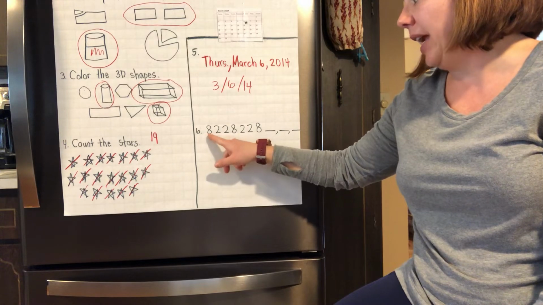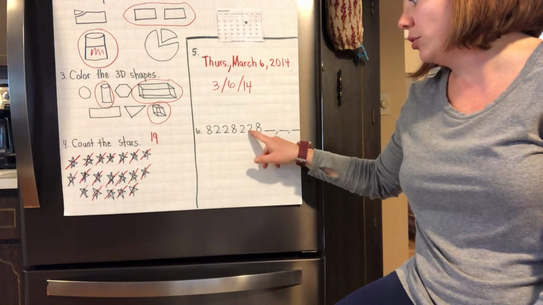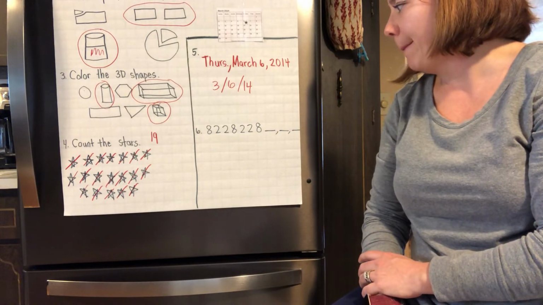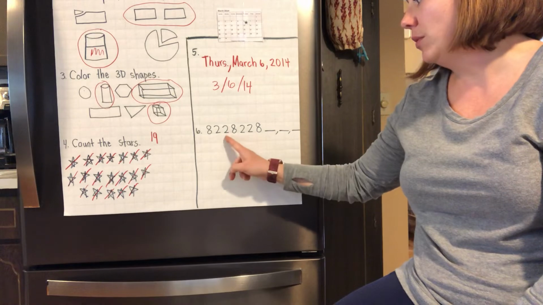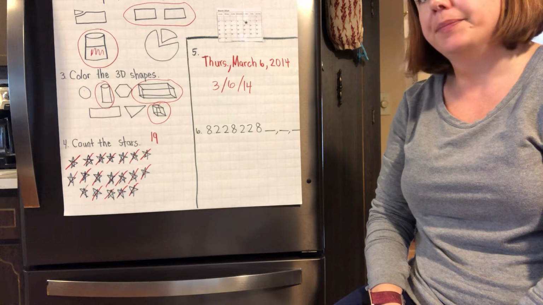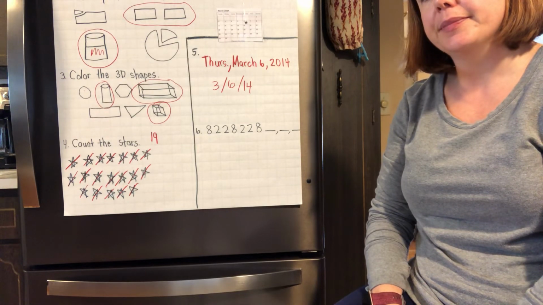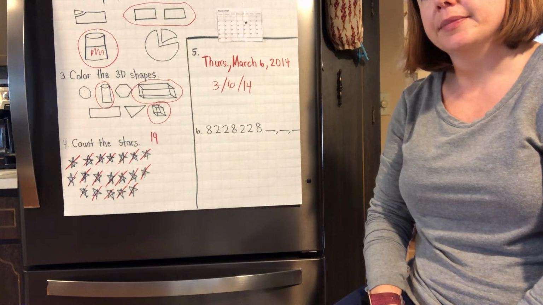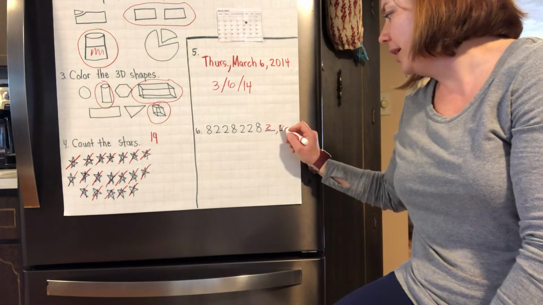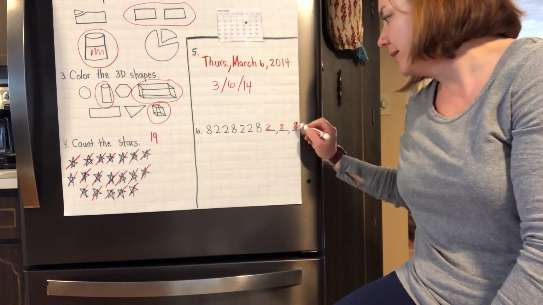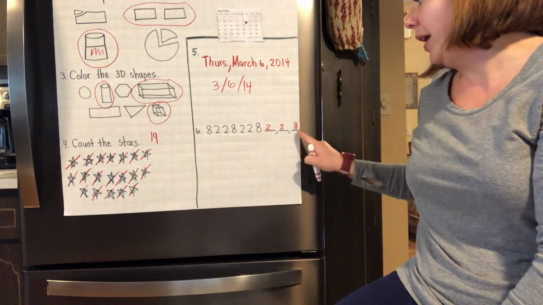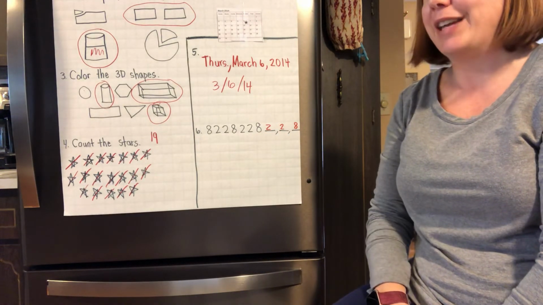Our pattern today says 8 2 2, 8 2 2, 8. What would the next 3 numbers in that pattern be? You're right. It would be another 2, another 2, and an 8. 8 2 2, 8 2 2, 8 2 2 8.